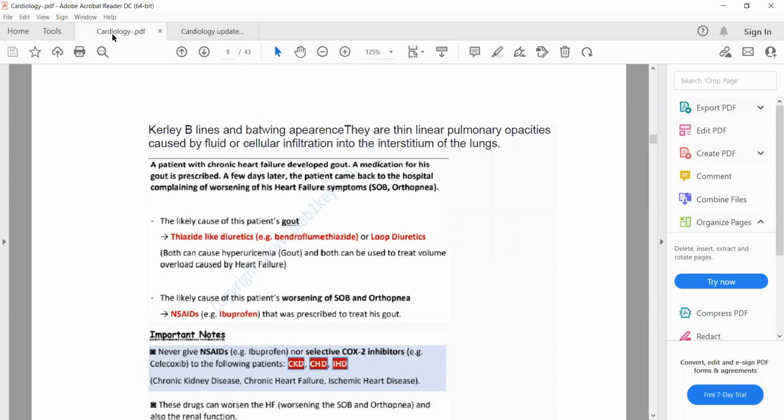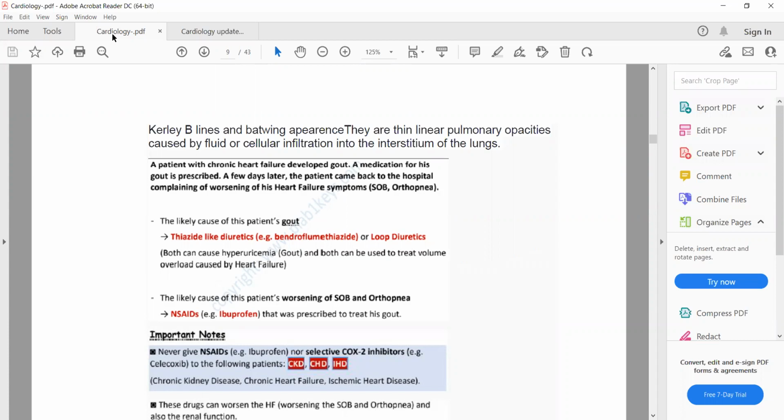Diuretics such as loop diuretic and thiazide diuretic cause hyperuricemia. So if in the Plab 1 exam they ask that a patient with chronic heart failure has developed gout, and they ask you about the cause of their gout or their symptom, then your answer would be diuretics. A patient with chronic heart failure, if he develops gout, then the cause of his symptoms will be diuretics.